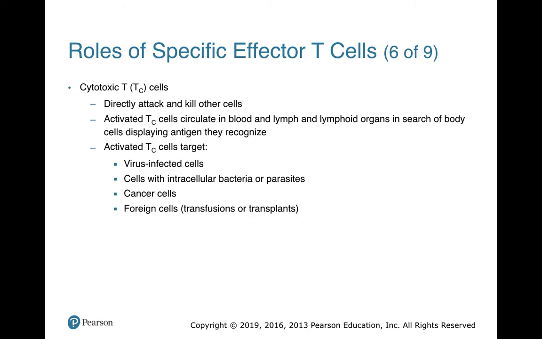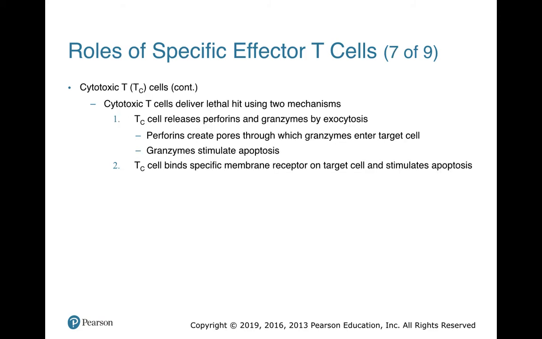Cytotoxic T cells directly attack and kill other cells. The activated cytotoxic T cells are circulating in the blood, moving through the lymph and the lymphoid organs, through the body, looking for their antigen. Once they find a virus-infected cell, a cell with an intercellular bacteria or other parasite, sometimes cancer cells if they've changed enough, or transplanted cells, which we would get in transfusions or transplants, they would take over and attack them.